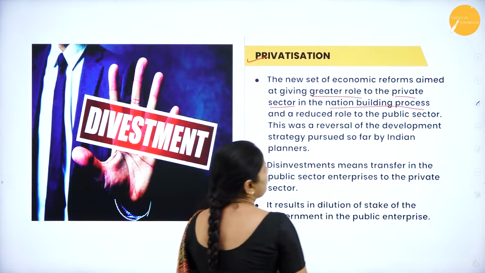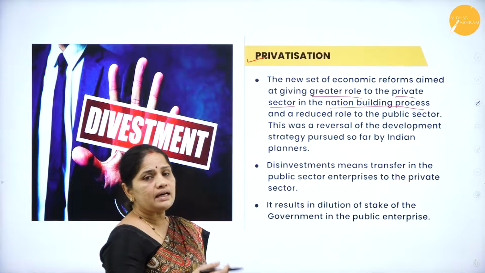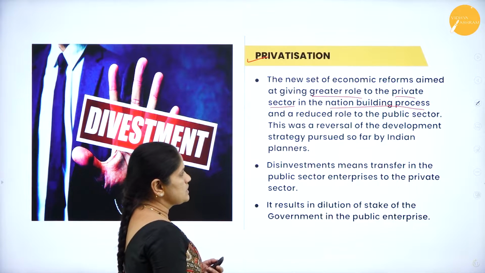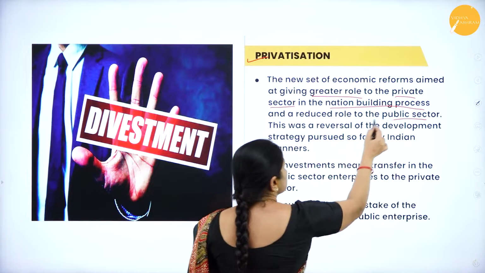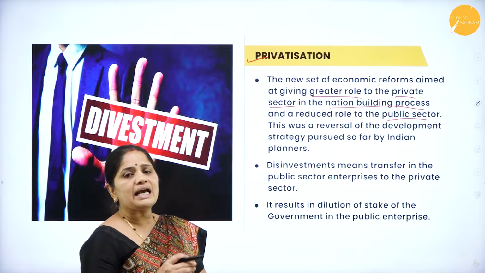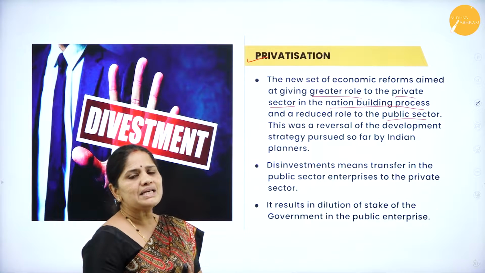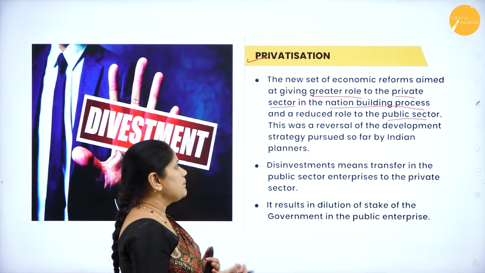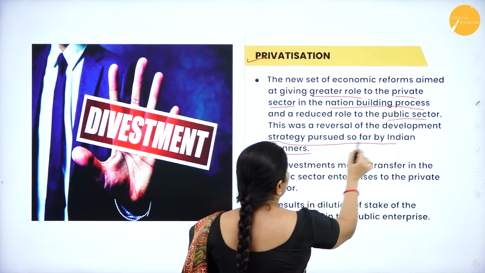So, in the development of the nation, they invited private parties to invest in the nation building process, with a reduced role of the public sector. So, the government took a back seat. It encouraged the flow of private investment in the public sector units. This was the reversal of the development strategy pursued so far by Indian planners.